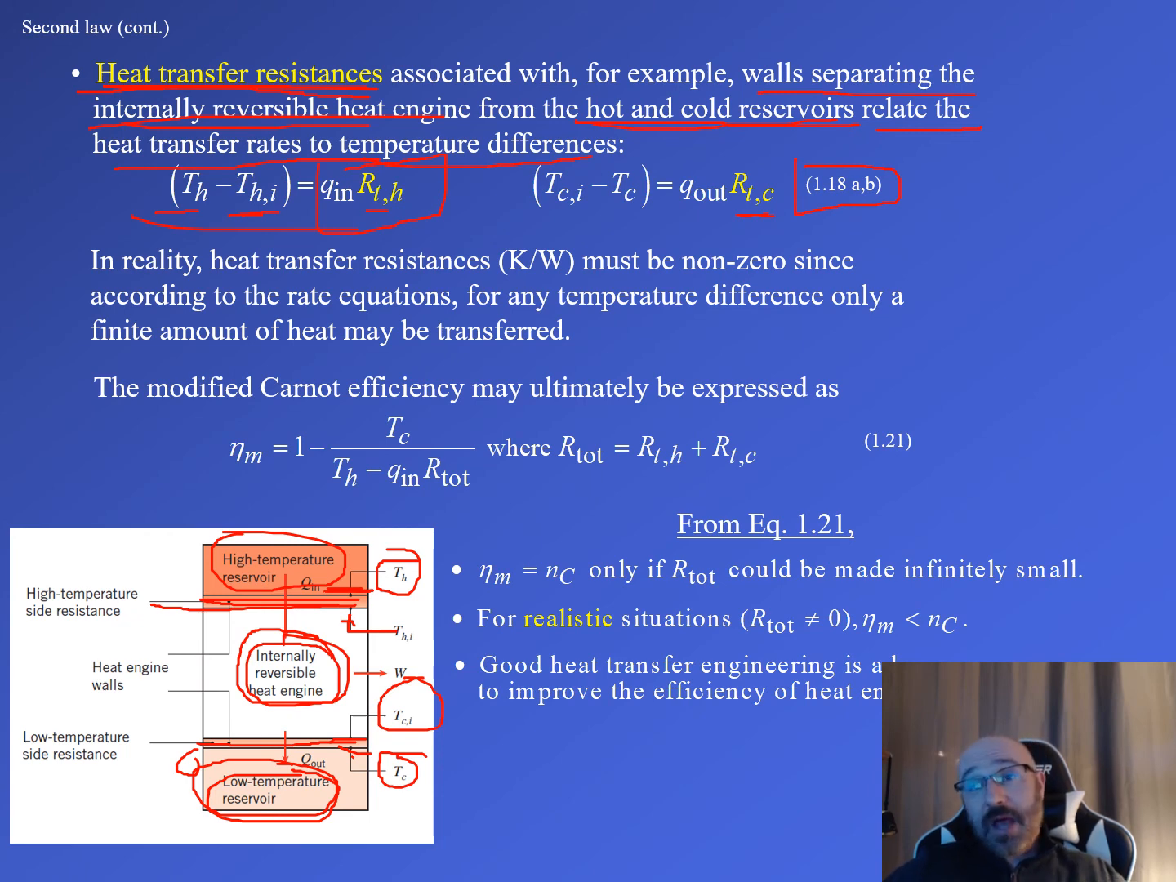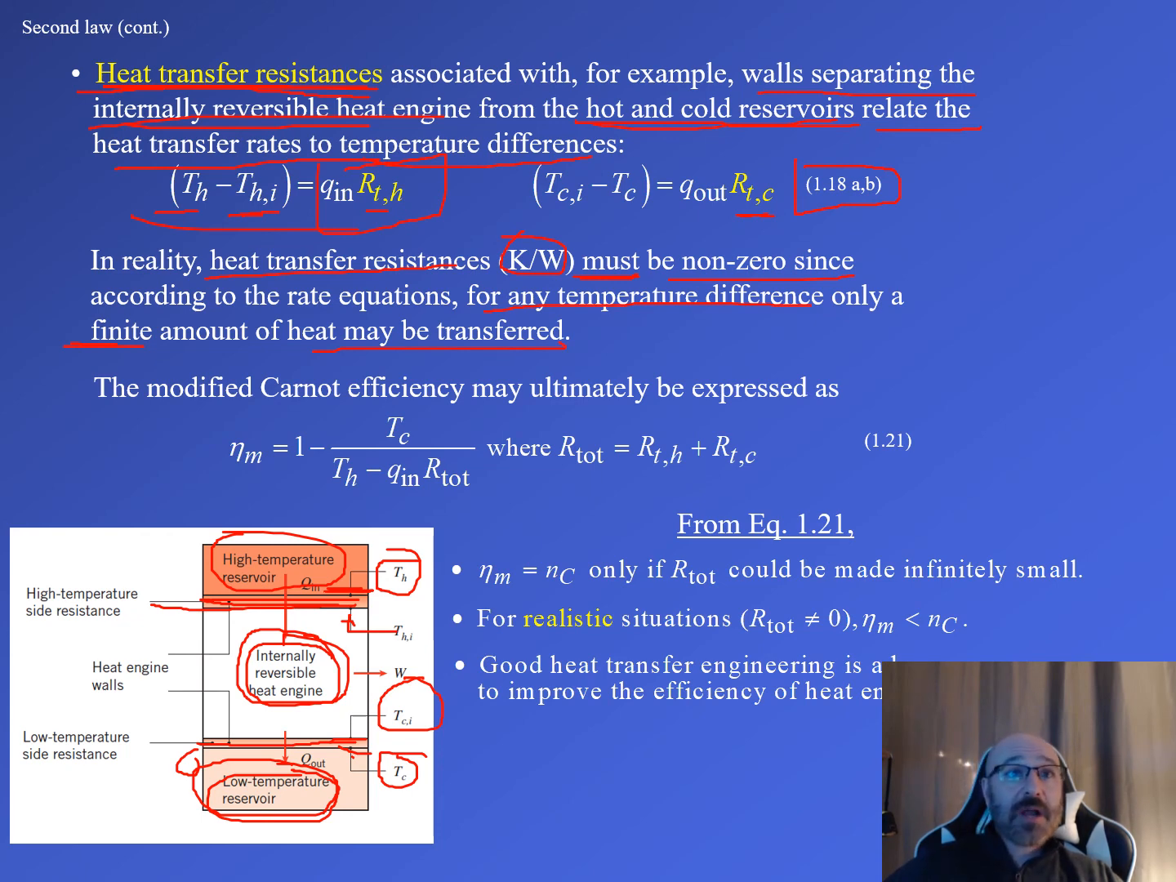Now, if we're talking about reality versus an actual problem in the book, these heat transfer resistances, again, unit analysis is important here. This is going to be K per W. These must be non-zero. The reason for this is because according to our rate equations, for any temperature difference, only a finite amount of heat may be transferred.